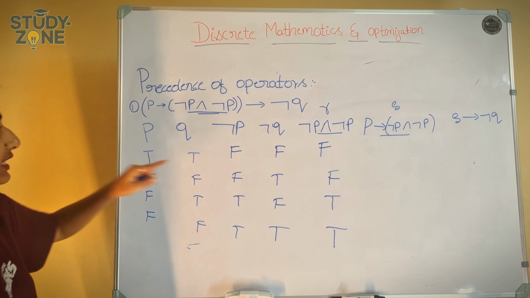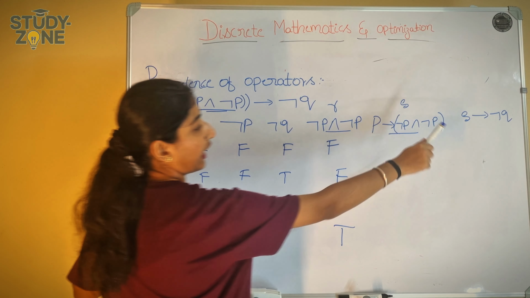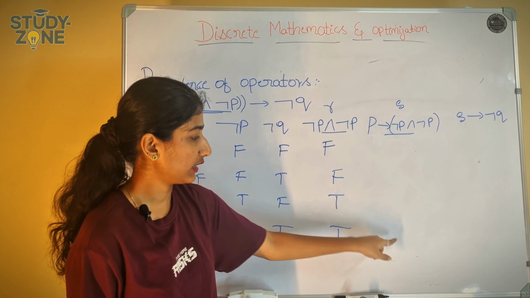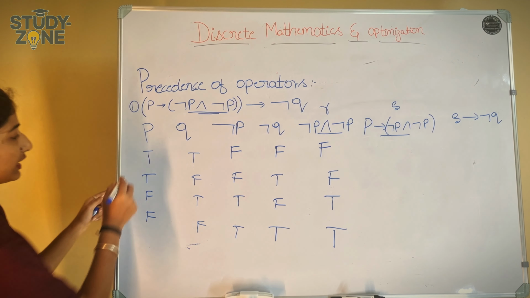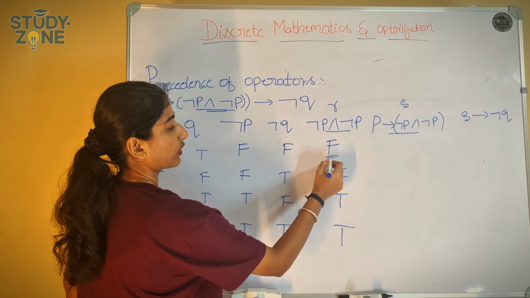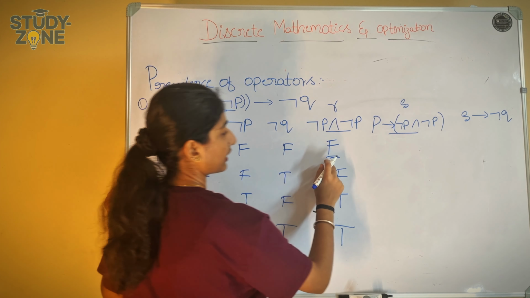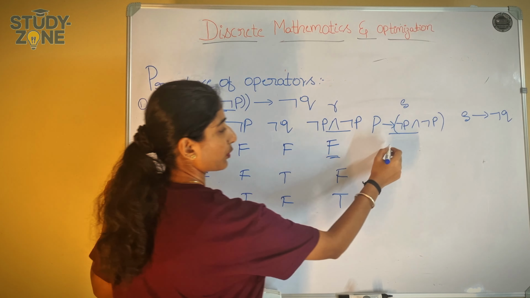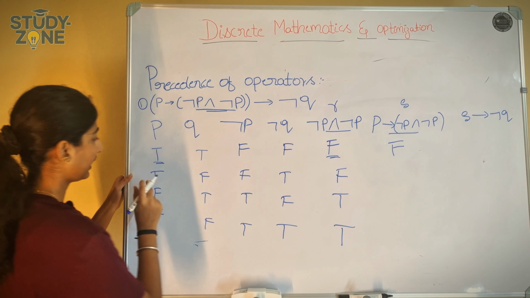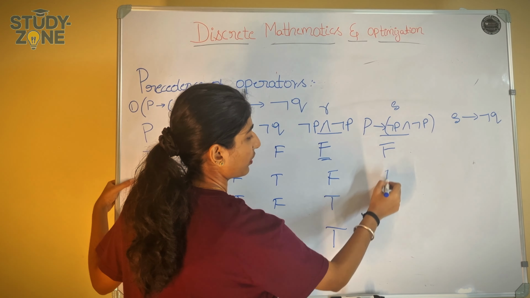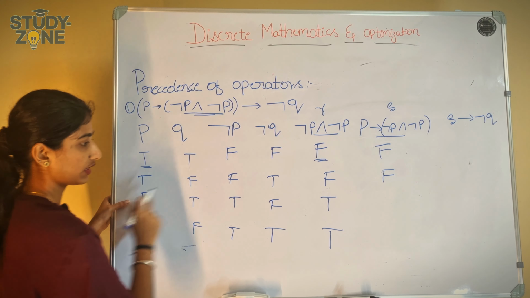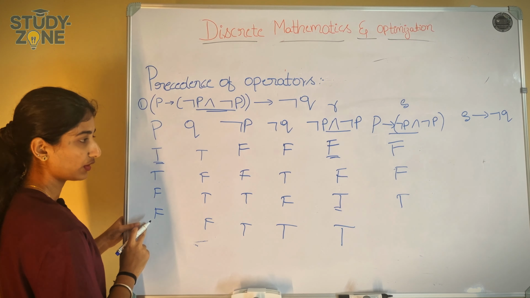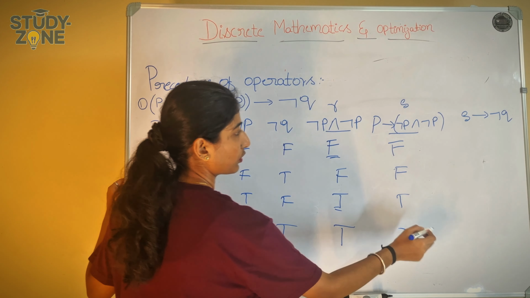What's that? P implies not P and not P. So here we can't write the first element as true and the last element as true, because here both the values are not the same. So we have to check this. Correct. Here true implies false, so we have to write false, and then true implies false, so false, and then false implies true. So this one, true, and then false implies true, which means true.